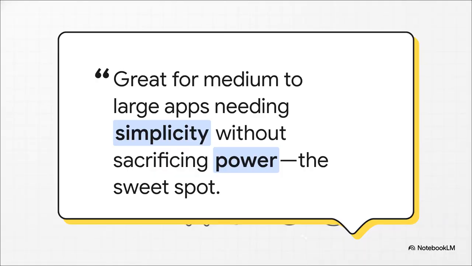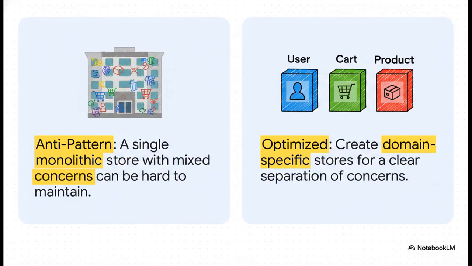Now, let's talk about Zustand. This library has become super popular, and for good reason. It really hits that sweet spot. You get all the power of a centralized store like you do with Redux, but with a much simpler hook-based API and almost zero boilerplate. And hey, sound familiar? Just like with context, the key to performance here is to avoid that one giant monolithic store. The best practice is to create separate, domain-specific stores for different parts of your application. One for auth, one for your shopping cart, another for products.